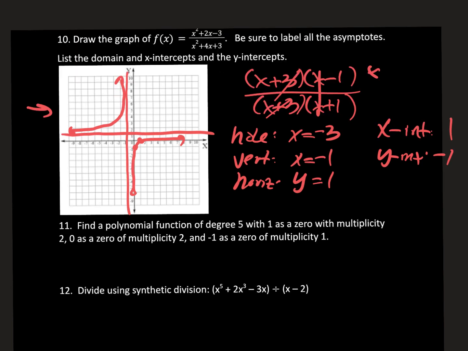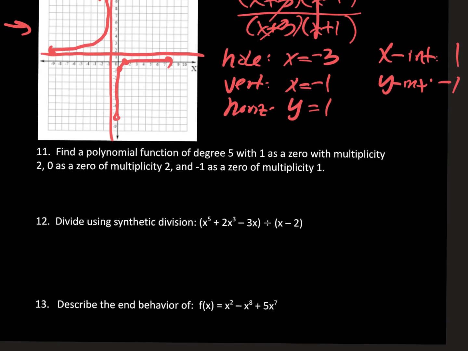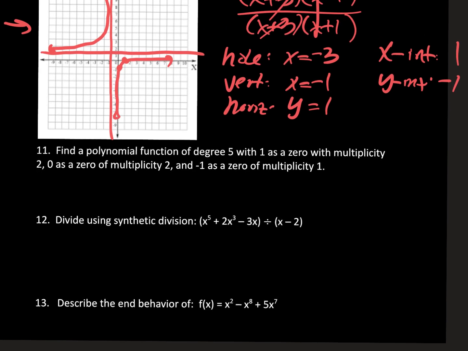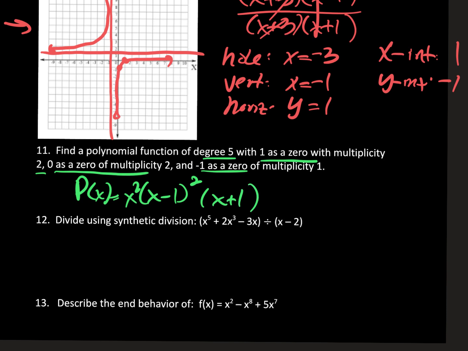There's the other curve, just found out on the calculator. So number 11, it's pretty quick. Got everything you need already. It says degree 5, so make sure you have 5 x's. 1 is a 0 of multiplicity 2. So 1 comes from x minus 1. Multiplicity 2 means it's squared. 0 has multiplicity 2, that's just x squared. And -1 has 0 of multiplicity 1. So just x plus 1. And all together there's 5 x's.